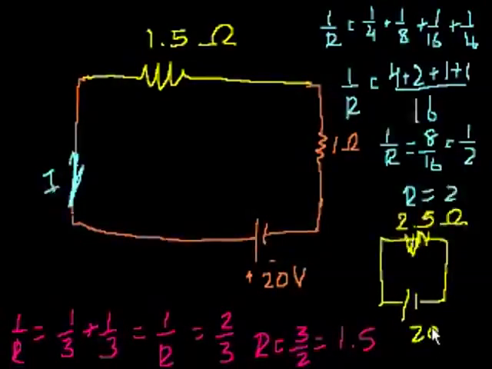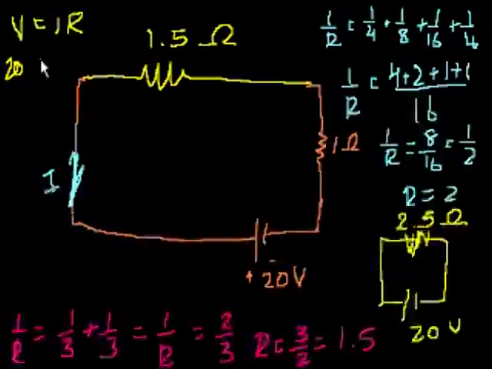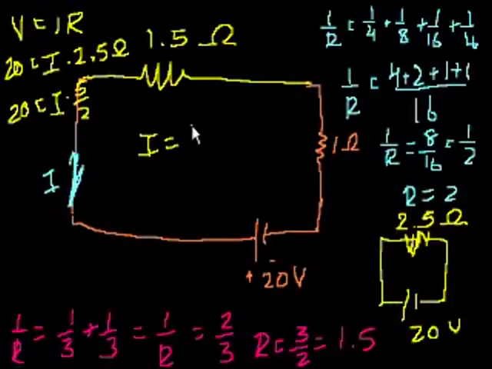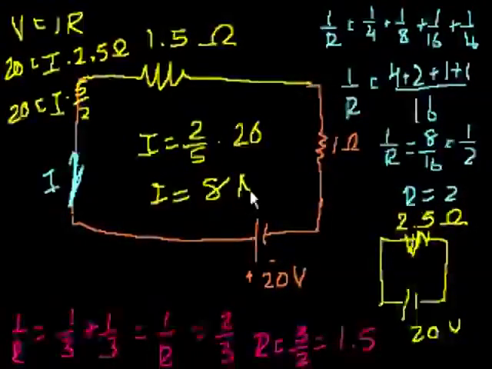The voltage is 20 volts across them. So what is the current? Well, Ohm's law, V is equal to IR. Voltage, 20, is equal to current times our equivalent resistance, 2.5 ohms. Or another way to write 2.5 is 5 halves, right? So 20 is equal to I times 5 halves, or I is equal to 2/5 times 20. And what is that? I is equal to 8 amperes.